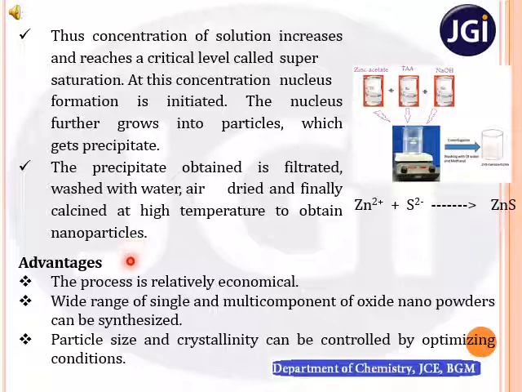The advantages of this method are: the process is relatively economical since we are not using any costly equipment for the synthesis of nanoparticles. The second advantage is that a wide range of single and multi-component oxide nanopowders can be synthesized by this method. And the third one is that particle size and crystallinity can be controlled by optimizing conditions. So these are some notable advantages of the precipitation technique.